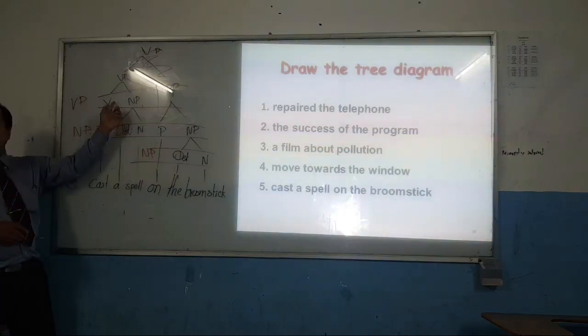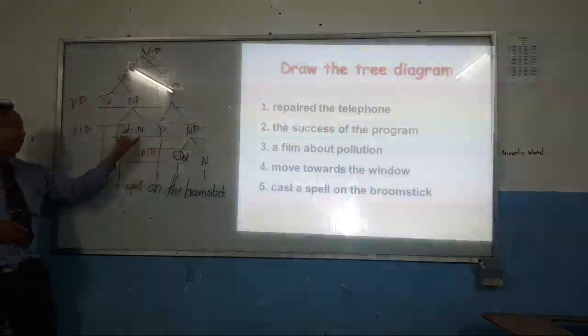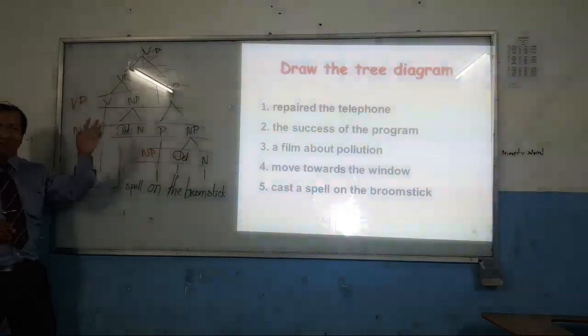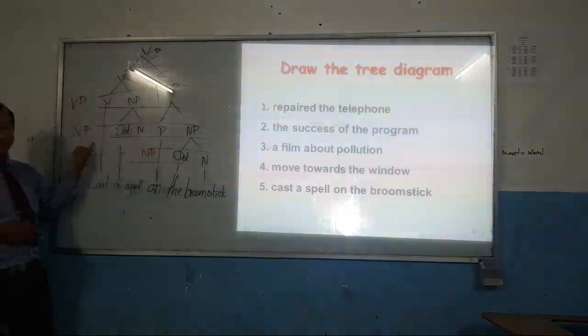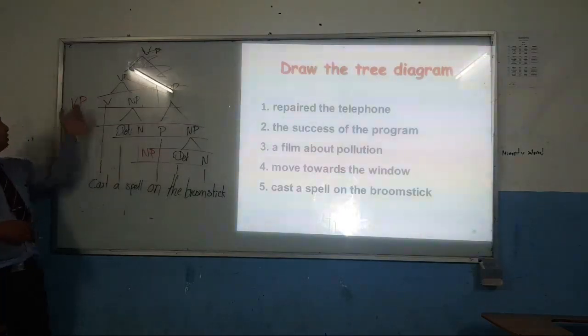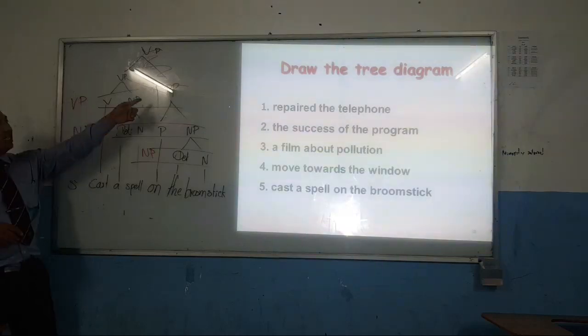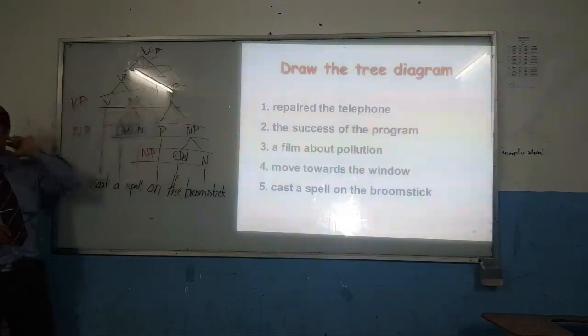For the first one, it should be the main branch of the tree. This is the subtree, then the sub branches of the tree. Then you get it. So in the verb phrase we have the verb phrase as well as the noun phrase, as well as the prepositional phrase.